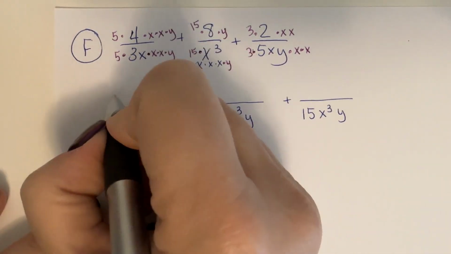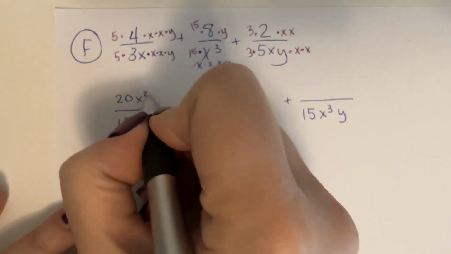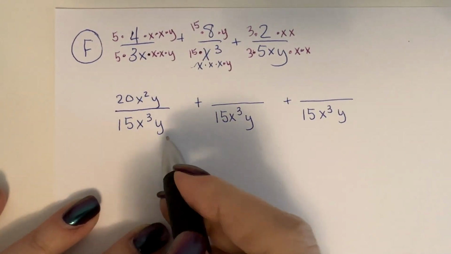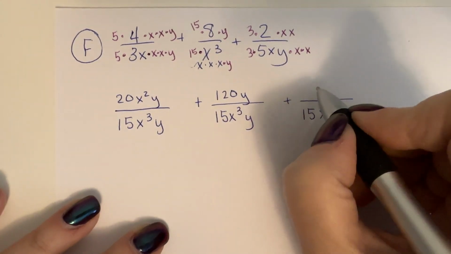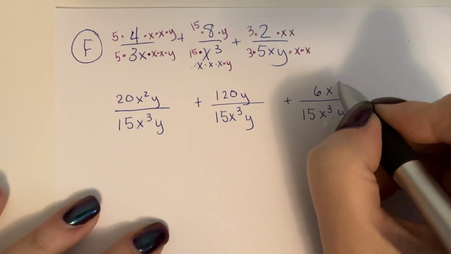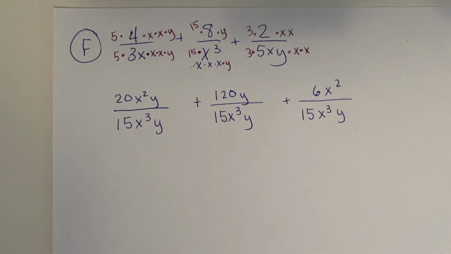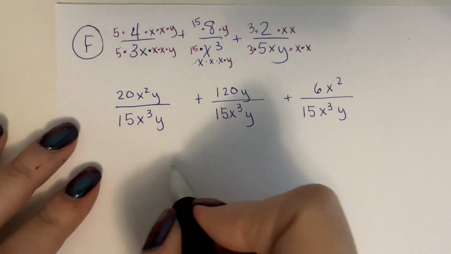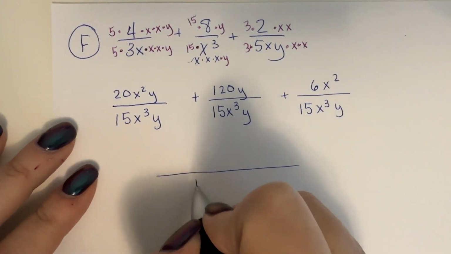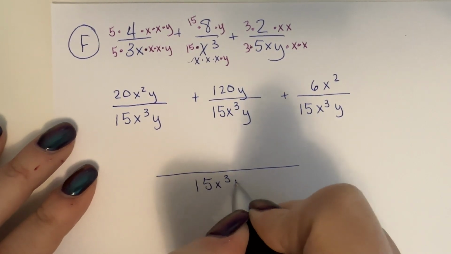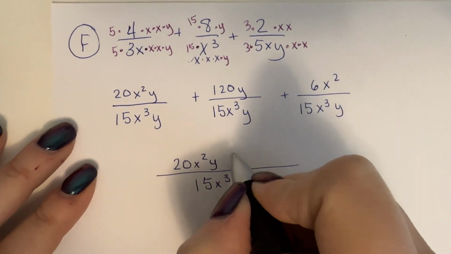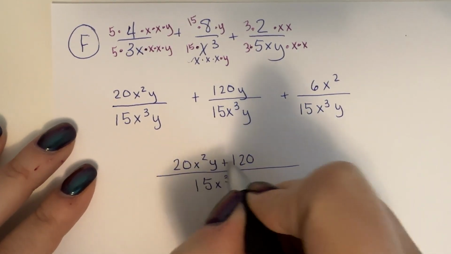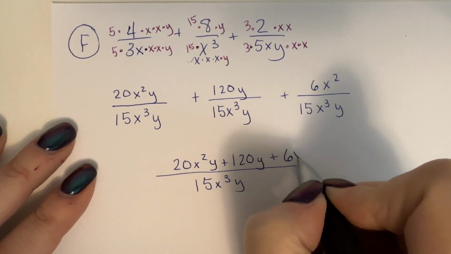Okay, so now let's talk about our top. We have 20 x squared y. Please do not start reducing this fraction. We have 120 y, and we have 6x squared. Now that they all have common denominators, we can write them together in a single fraction. So I've got 20 x squared y. I've got 120 y. I've got 6x squared.